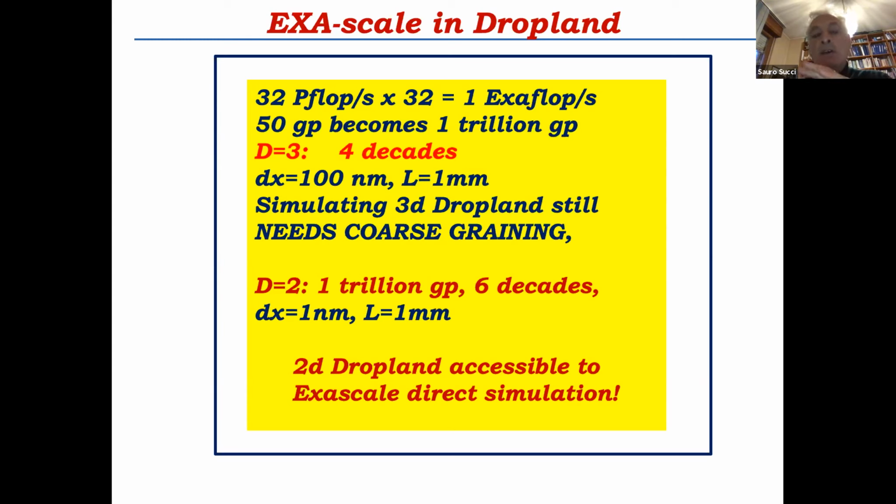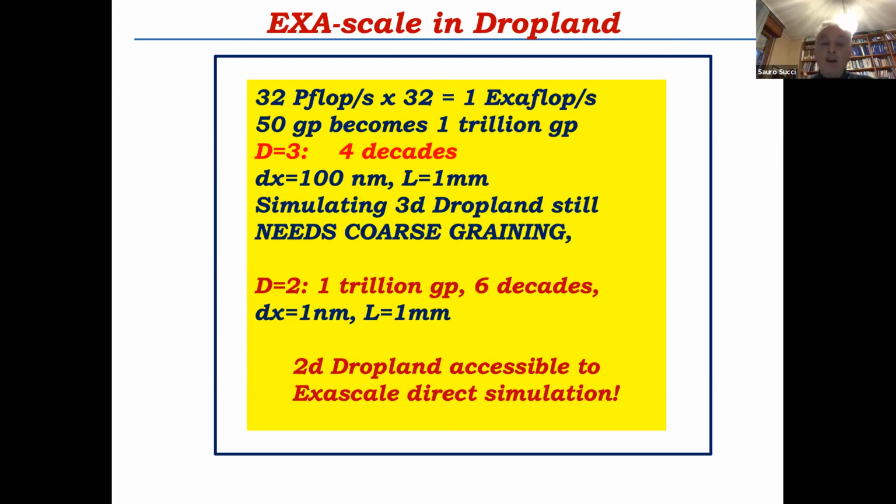This is the message. We can do 4 decades, maybe a little bit more, but we cannot go from 1 nanometer to 1 millimeter. Definitely, we will not be able to do that, even the day we have the best implementation on the best exascale machine. For this, we need another 3 decades, and that's probably too far, or maybe quantum computing, I don't know. But coarse graining is here to stay in 3D Dropland.